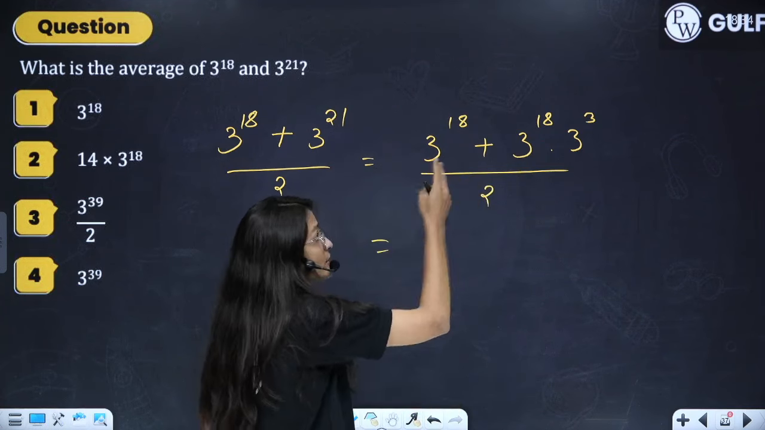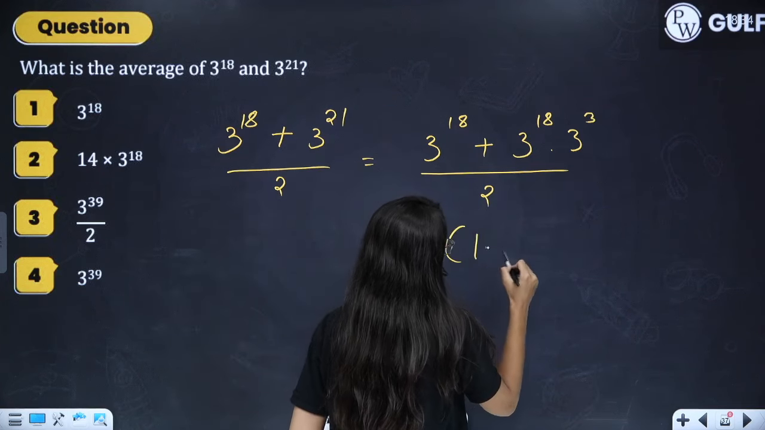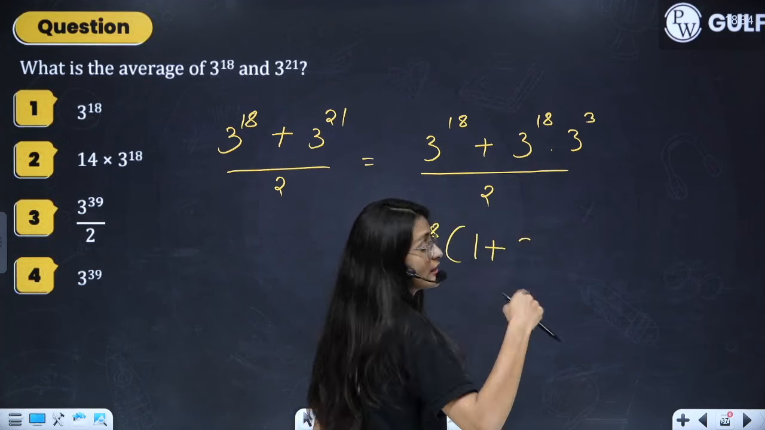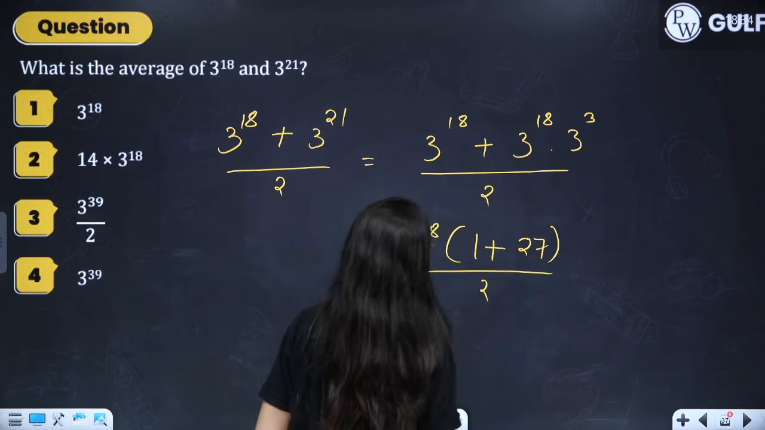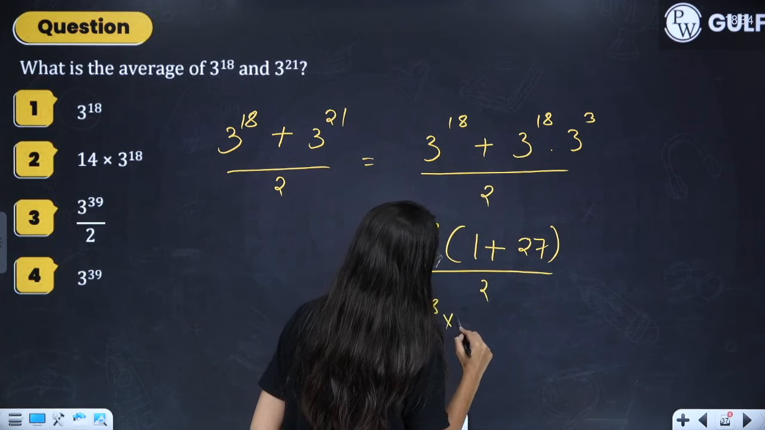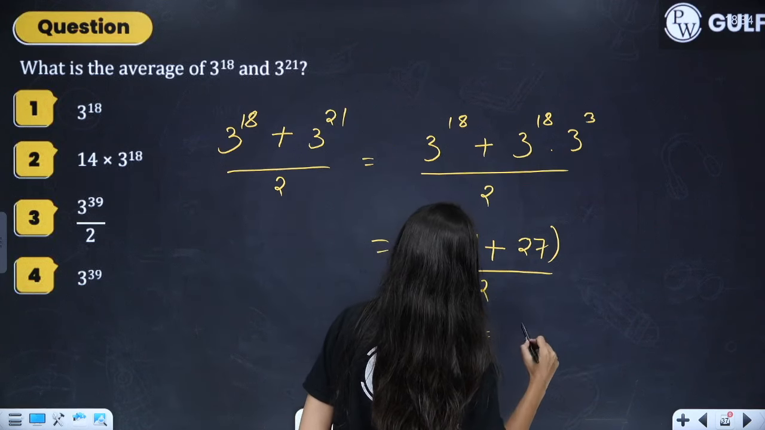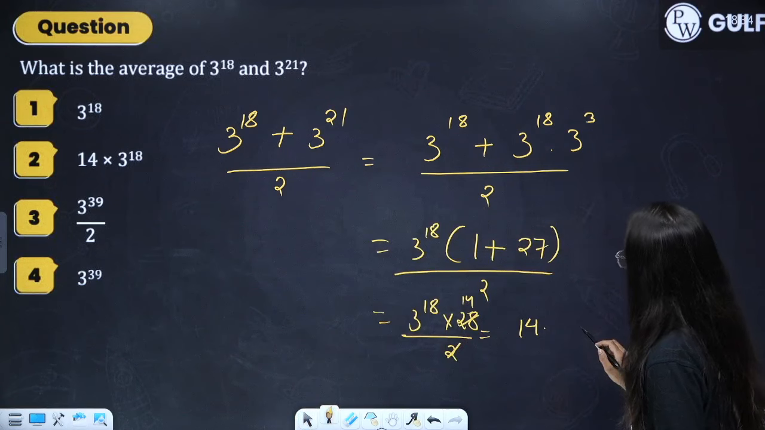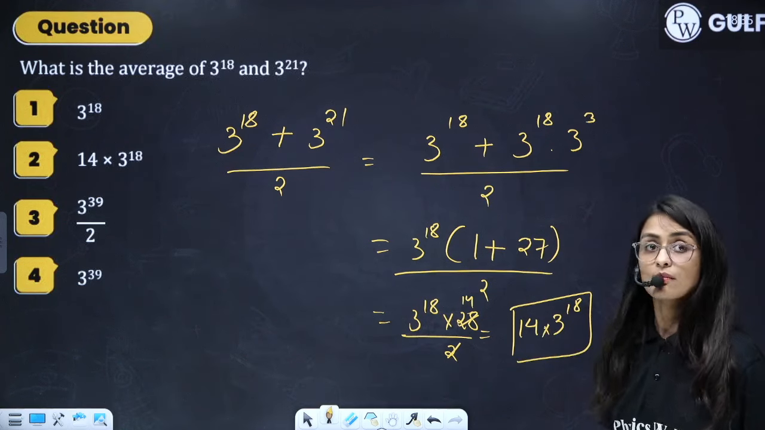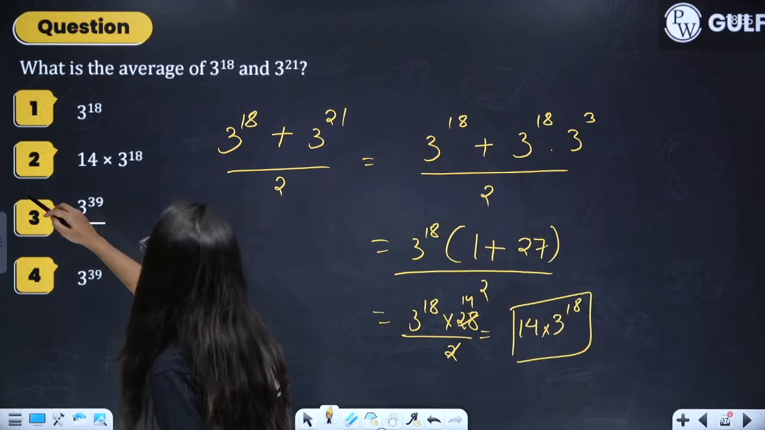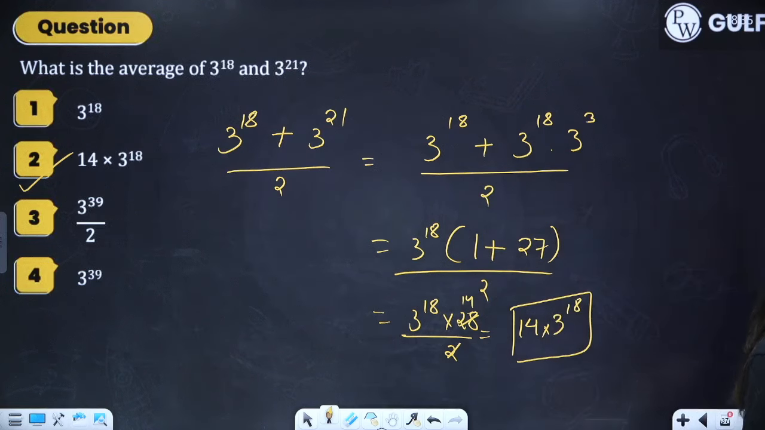Now after this I can take 3 raised to 18 as common. Yes. So if I take 3 raised to 18 common, what would I get? 1 plus 3 cube is 3 3s are 9, 3 9s are 27. It's 27, right? Whole upon 2. So I'm getting 3 raised to 18 multiplied by 28 upon 2, which would give me 14 multiplied by 3 raised to 18. Got it? So here it's our option B. I hope this question is clear to you all and everything up to here is clear to you all.